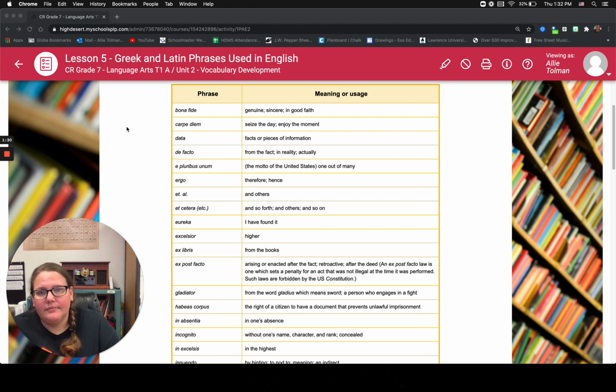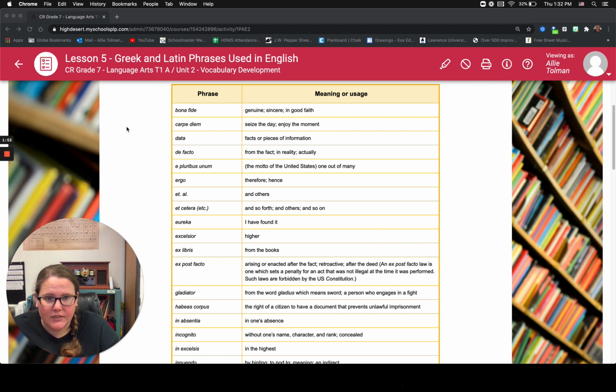Et al, and others. Etc. And so forth, and others, and so on. Eureka, I have found it. Excelsior is higher. Ex libris is from the books. Ex post facto, arising or enacted after the fact, retroactive, after the deed.